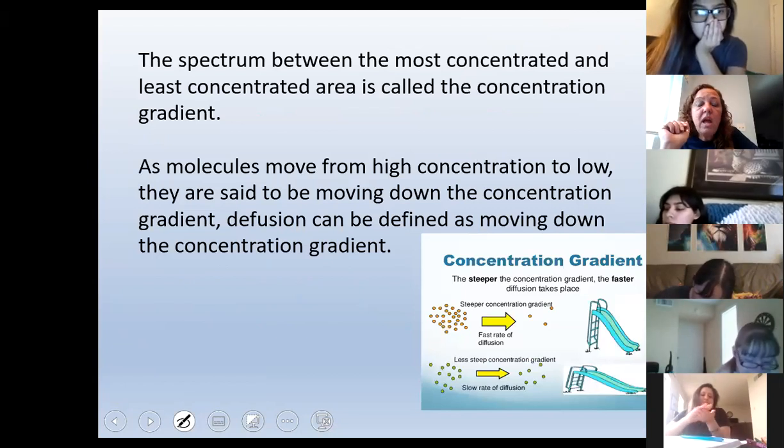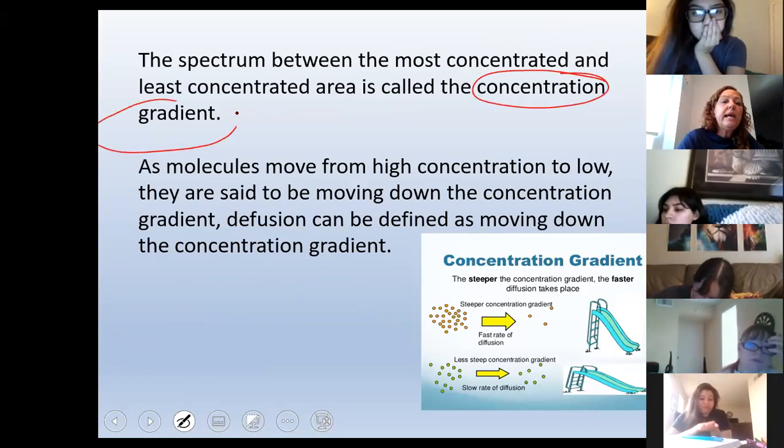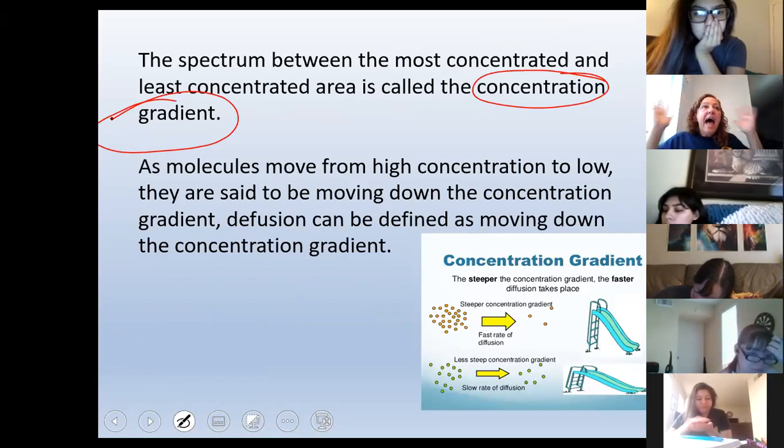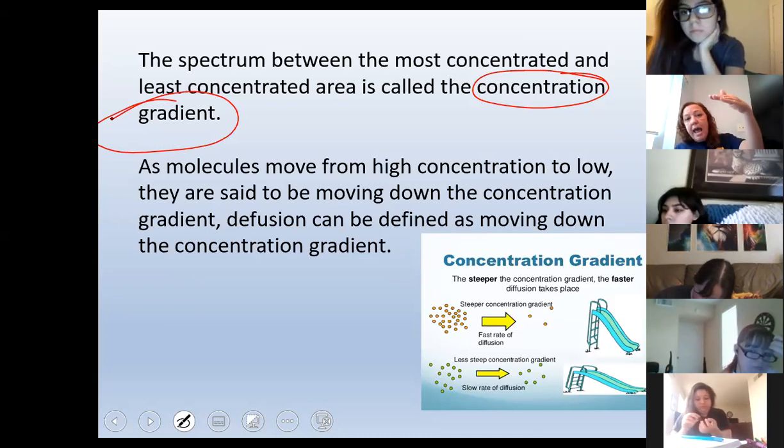Now, we have another term here. I'm going to explain this one too. The concentration gradient. All this means is how much difference is there between the high and the low?